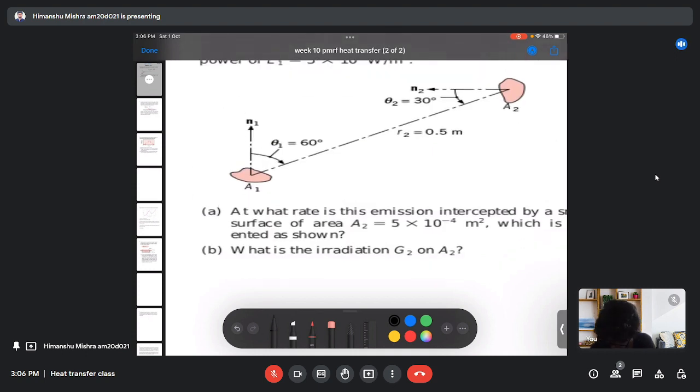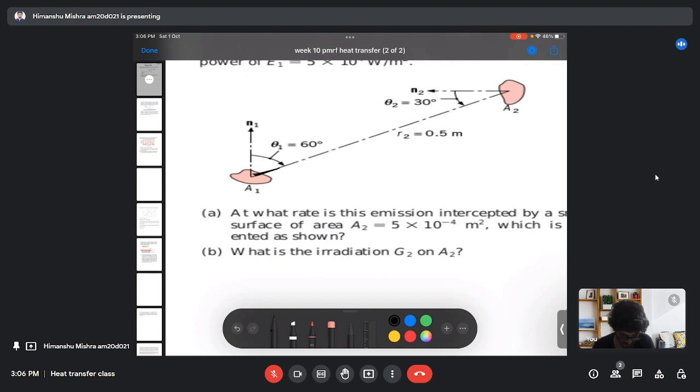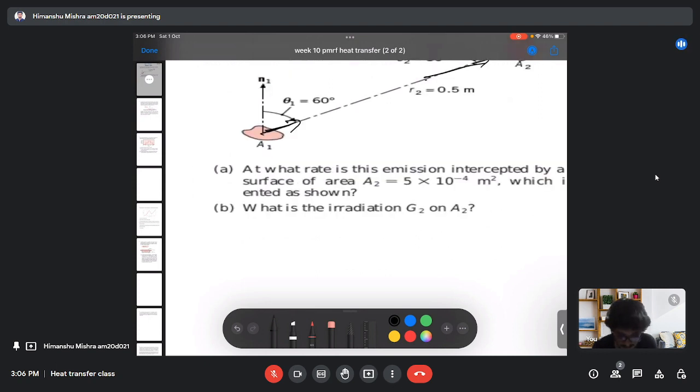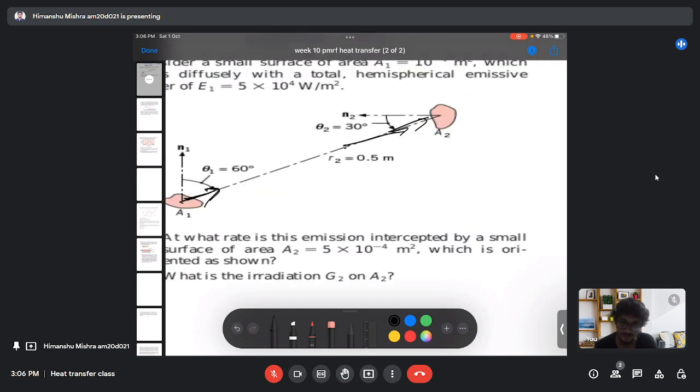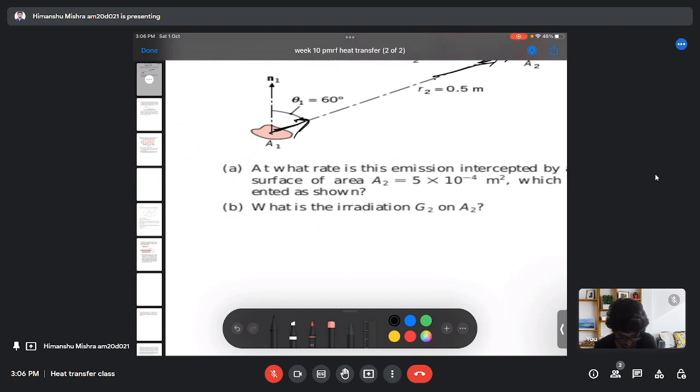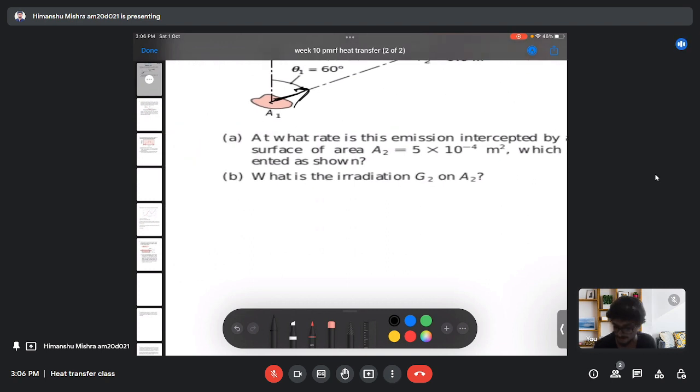In the first part, we need to determine the rate of the emission, and we have been given the surface area A2. The radiation is emitted from A1 at an angle theta 1 of 60 degrees, and it is reaching A2, and we need to find the irradiation. Whatever radiation is emitted from A1 will be incident on A2, so it will be the irradiation for the A2 surface. That is part two of this problem. In part one, we are going to find the rate of the emission.